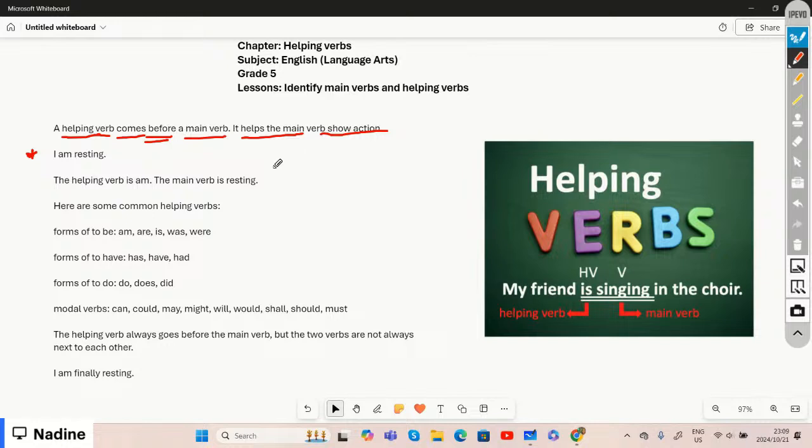If we were to first identify our main verb, it would be resting. It is something that I'm doing. But now we remember that the helping verb helps the main verb to show action, and it comes before the main verb. So am is the helping verb. Our main verb is resting.